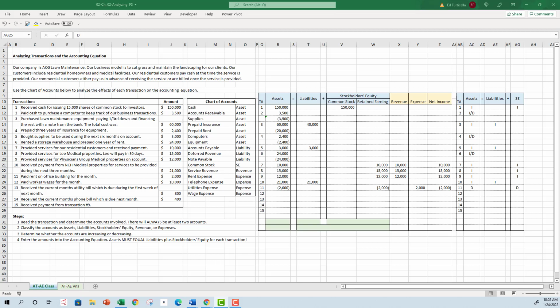Transaction 12 is recorded exactly the same as transaction 11. In 12, we are paying workers wages for the month, $10,000. The two accounts involved are wage expense and cash. Wage expense is an expense, and it's increasing, and cash is an asset, and it's decreasing.